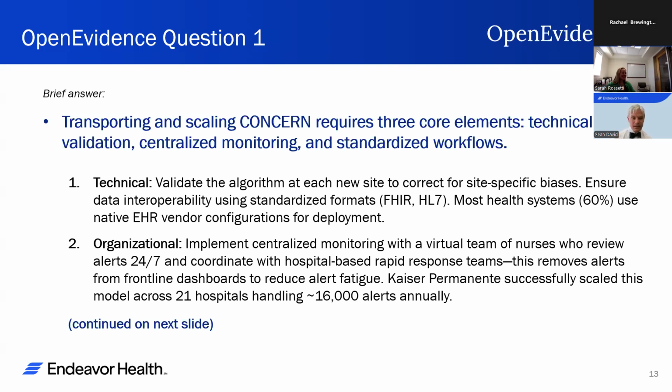Okay, and then the succinct answer is transporting and scaling CONCERN requires three core elements: technical validation, centralized monitoring, and standardized workflows. Number one, technical. Validate the algorithm at each new site to correct for site-specific biases. I don't know what FHIR and HL7 are, but they are some standardized formats. Do those make sense to you? Those are interoperability standards, and we did use FHIR. Yes. Most health systems use native EHR vendor configurations for deployment. Okay, so that would be Epic.